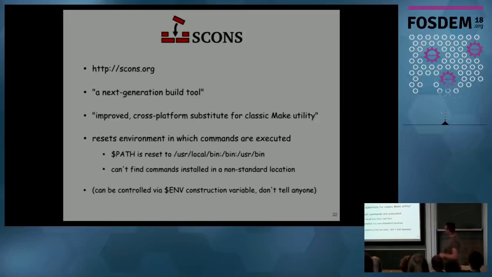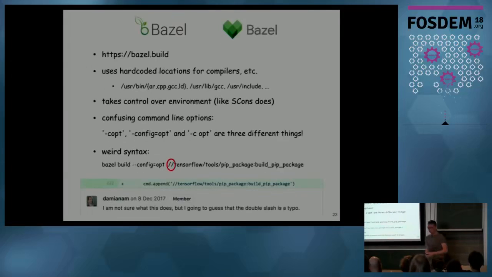This resets the environment in which it executes commands, so $PATH is hard set to this, and everything outside of these locations it just doesn't find, right? This is the main annoyance with SCons, so it's a good tool to use. There's a way around it, so they have this env thing where you can inject stuff in the environment. Don't tell people that.